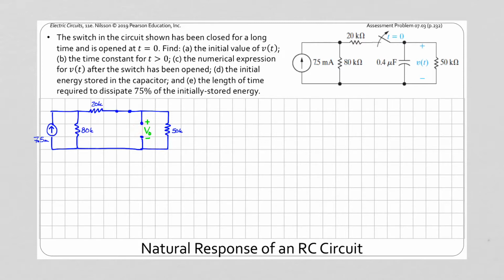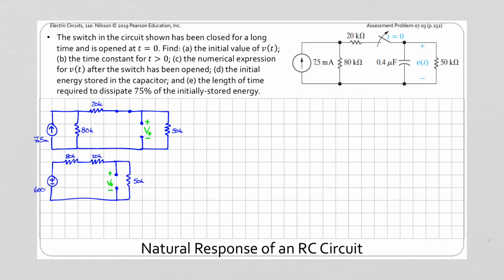We see that the capacitor is in parallel with the resistor, so whatever voltage we have across this 50 kilo ohm resistor is going to be the same voltage that we have across the capacitor. So let's try to find the voltage across this 50 kilo ohm resistor. Well, these two are in series already. If I can do a source transformation and turn this into a voltage source and a series resistor, all of my resistors will be in series, and I'll be able to do a voltage divider to find the voltage here, which will be the same voltage there.